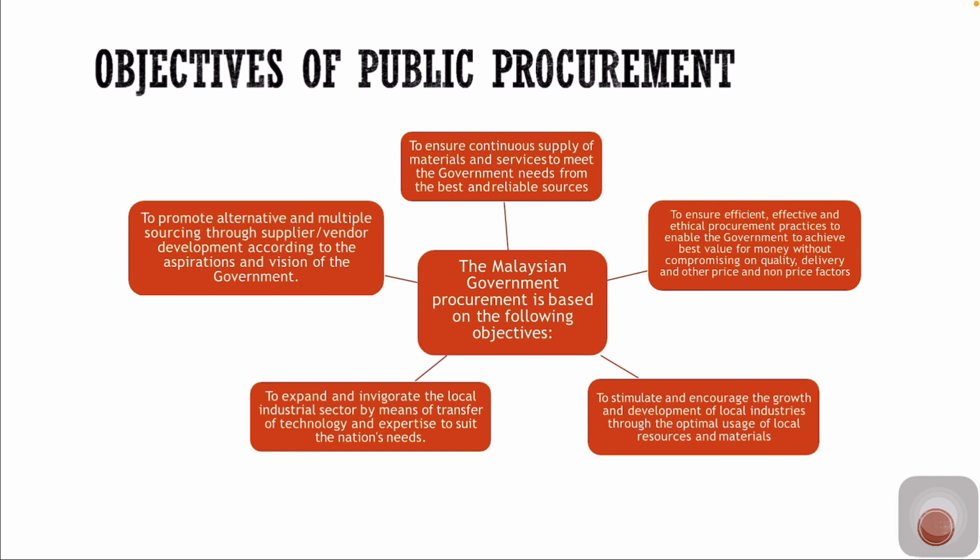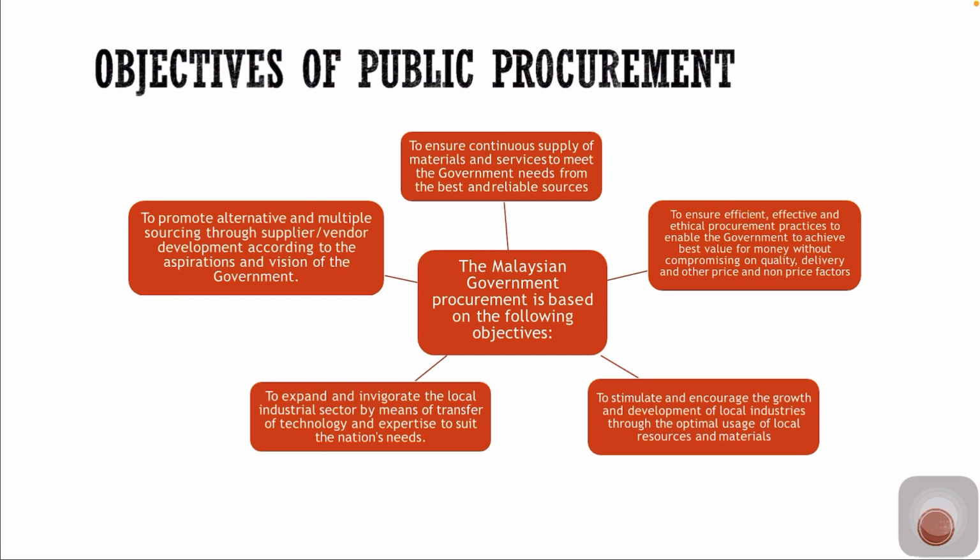Next, number 4 is to expand and invigorate the local industry. Invigorate ni maksudnya kita revive, kita kata kita memberi support lah, revive kan the local industry sector by means of transfer of technology and expertise to suit the nation's need. So revive the local industry by providing the technology expertise. So dalam kata lain, pada masa kerajaan nak menyokong produk-produk tempatan, mereka juga perlu memberikan teknologi expertise ataupun kita kata kemahiran teknologi transfer kepada local industry untuk terus produce the resources and also materials needed by the government. So tak payahlah cari barang daripada luar negara.